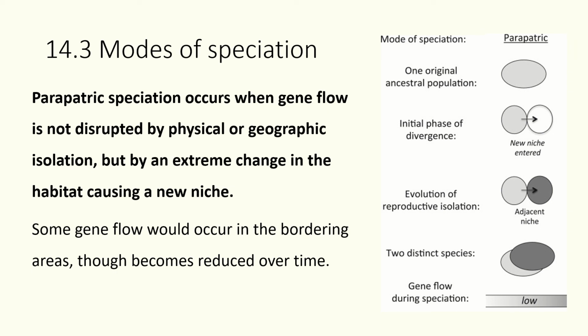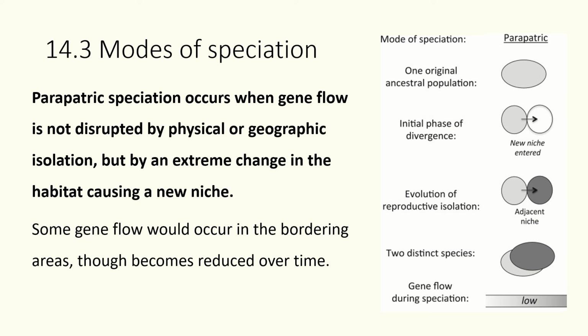Parapatric speciation is in the middle. We have a low gene flow, but generally almost none. It happens when the gene flow is not disrupted by physical or geographical isolation, but it forms sort of an adjacent niche. It's right next to it. So they sort of just stop living near each other. Generally this is due to some sort of extreme change in the habitat. This type of speciation is quite rare because they are so close to each other.